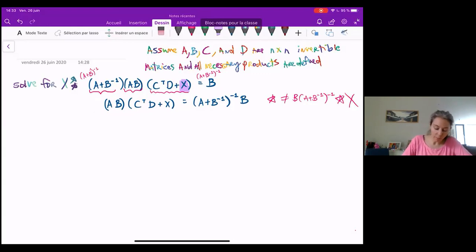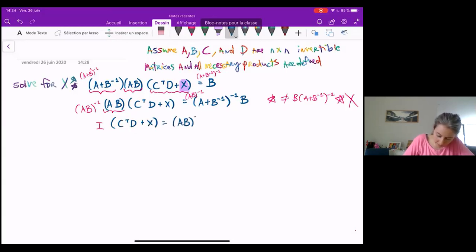Now, multiplication by I doesn't change anything, so we can just get rid of that I there. And now we want to move this AB to the other side. The AB is also multiplied by the factor that has X in it. So in order to move it to the other side, we would want to divide. We can't divide, so we multiply by the inverse. And that inverse, in the same way, has to be on the left side over here because I'm tacking it on the left edge. So we've made I again. C transpose D plus X is equal to (AB) inverse times (A plus B) inverse inverse times B.